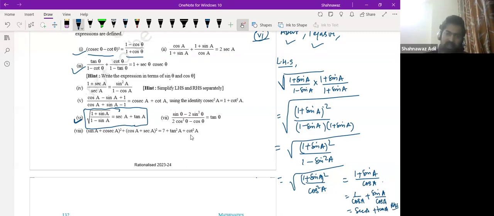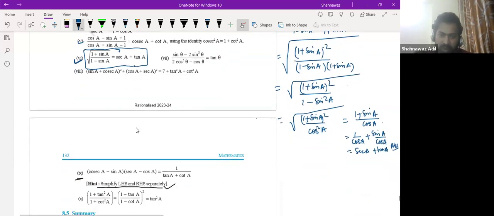So whenever you get fractional terms, you have to rationalize. So we have to rationalize this one. That was the idea. Clear, Amira? Yes, sir. Alhamdulillah.